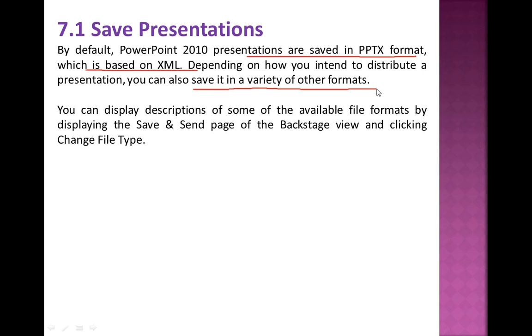Variety of formats means it can be saved as 97-2003, macro enabled, and so on. You can display descriptions of some of the available file formats by displaying the Save and Send page of the backstage view and then clicking Change File Type. Means you can simply go to the File option, click on Save and Send, and you can change the different file types by saving the presentation.